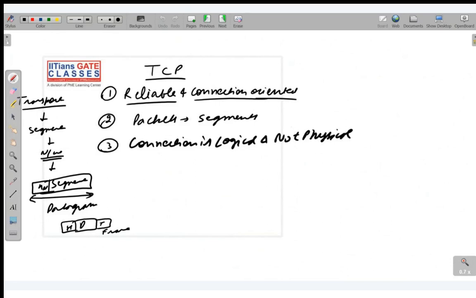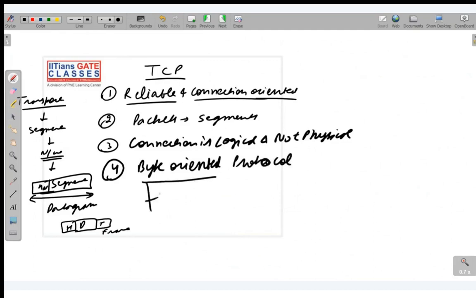Anyway, if you are not able to understand these points, don't worry. When I start TCP, you will get more clarity. Yeah. So this is all about TCP. And one more important point, it is byte oriented. This has been asked in GATE many times. TCP is byte oriented or bit oriented? You will simply say it is a byte oriented protocol. Byte oriented means each byte is numbered.